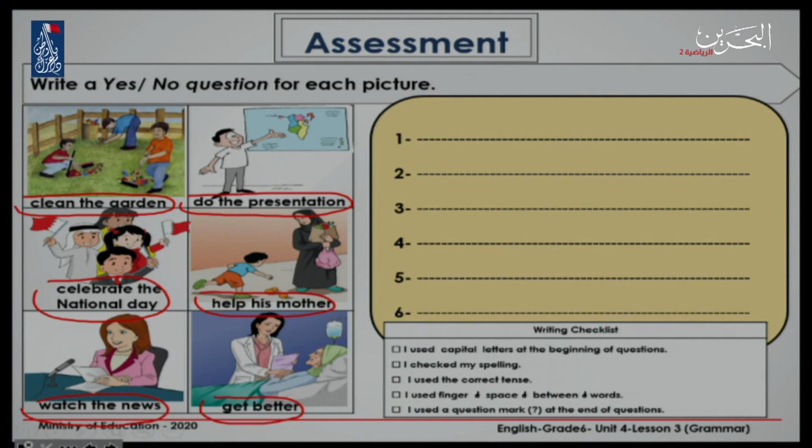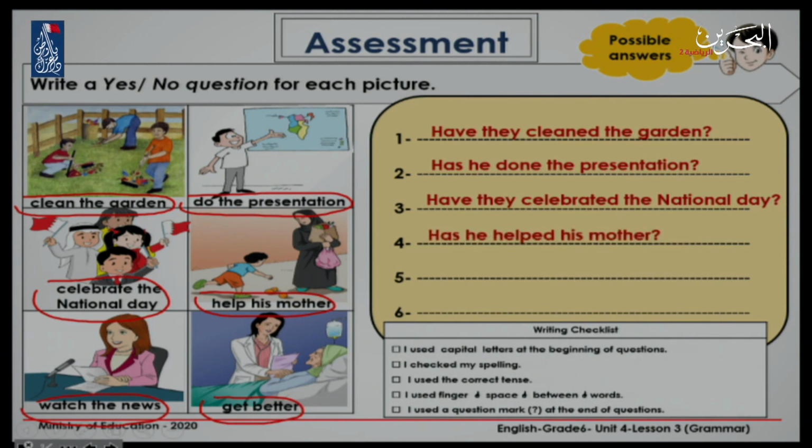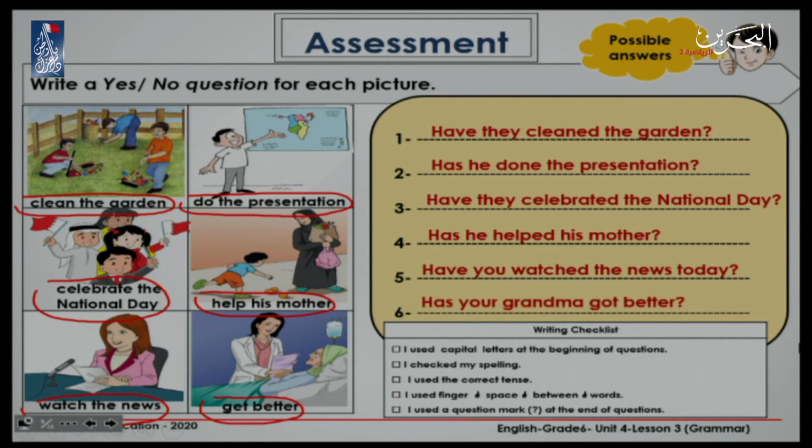Are you done? Now let's check your answers. Let's look at some possible answers. Number 1, have they cleaned the garden? Number 2, has he done the presentation? Number 3, have they celebrated the National Day? Number 4, has he helped his mother? Number 5, have you watched the news today? And finally, has your grandma got better?